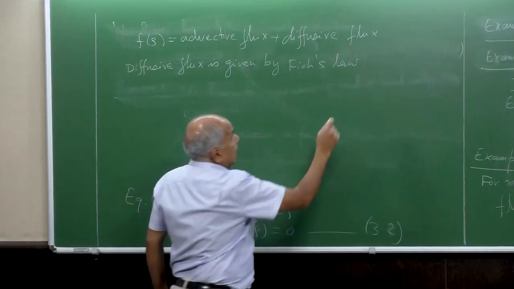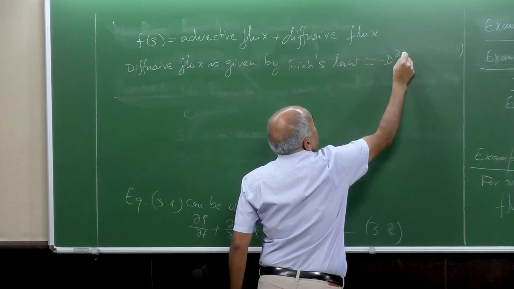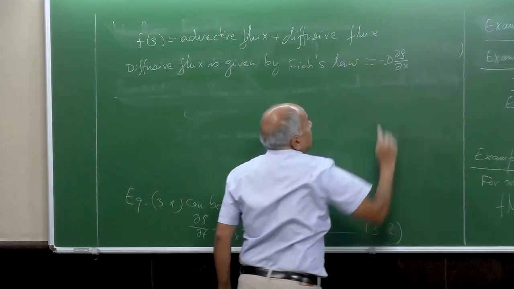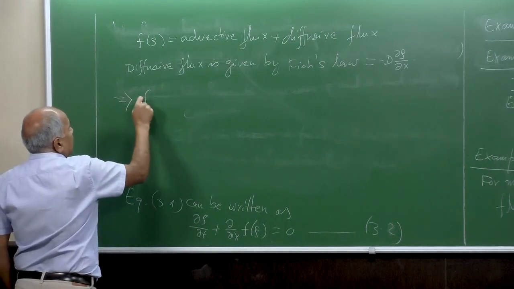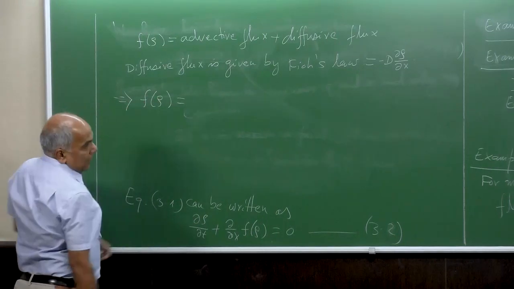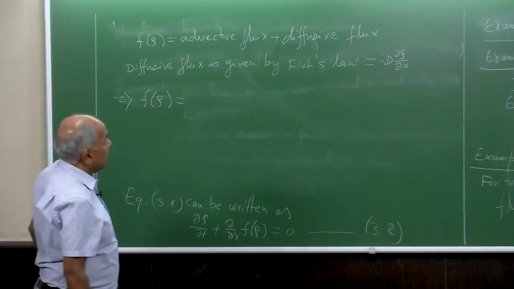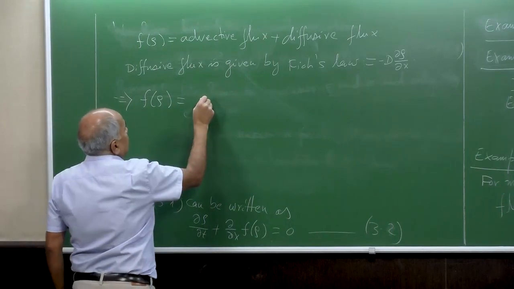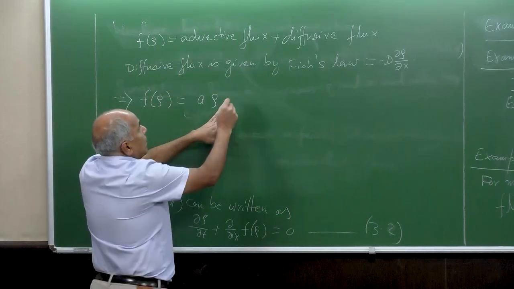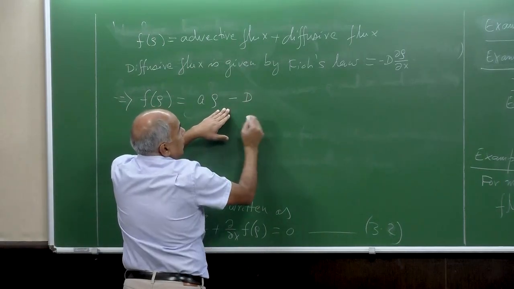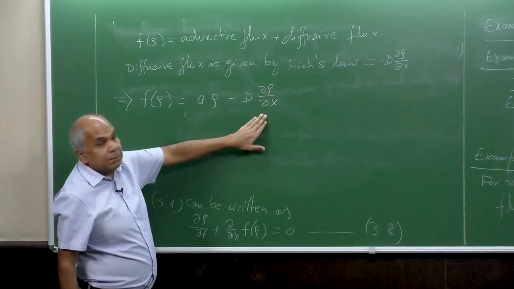Yeah, which is nothing else. This is minus d of del rho by del x. So in this case, our f of rho, because I have mentioned it is a linear advection, so it moves with a constant velocity. The velocity is given. So f of rho is a rho. This is the advective flux, minus d of del rho by del x. This is the diffusive flux.